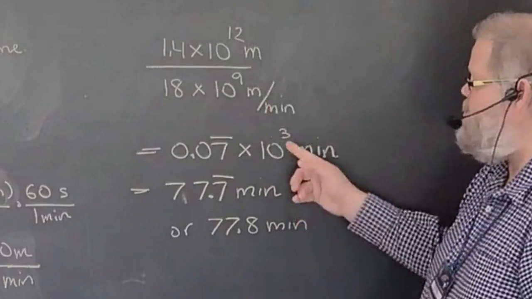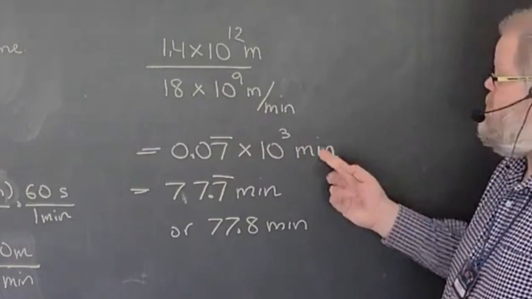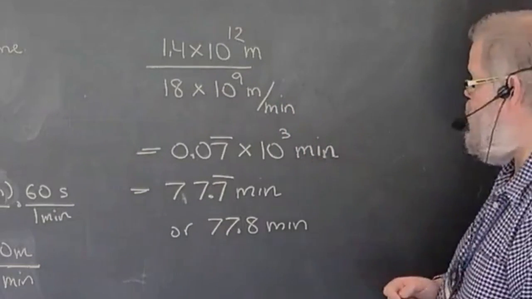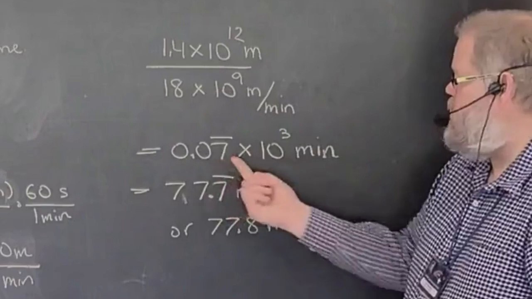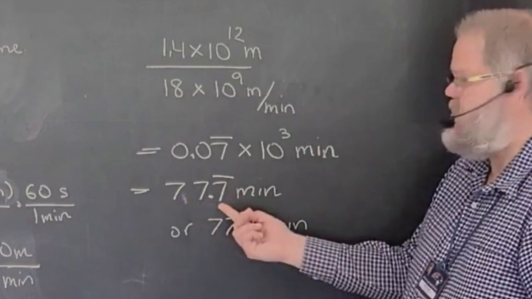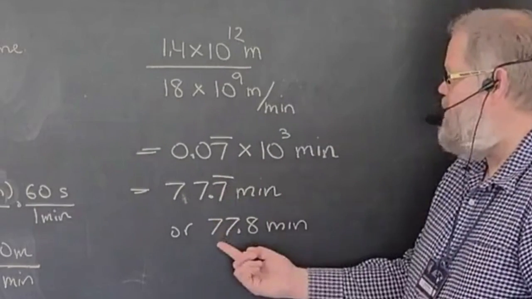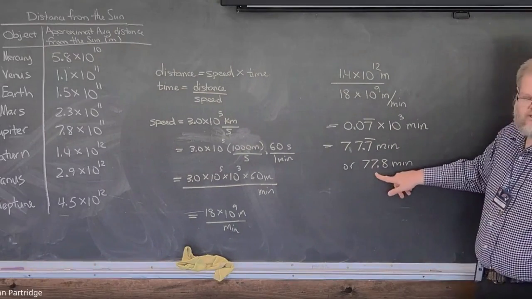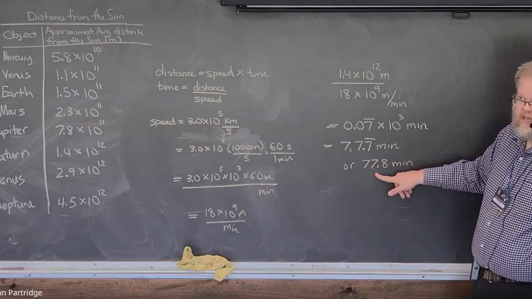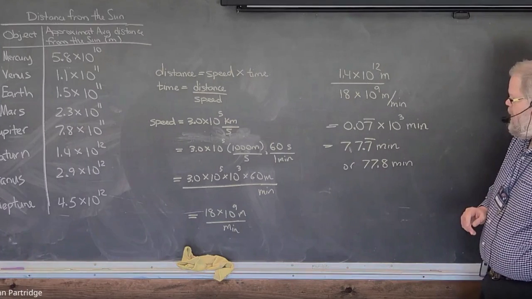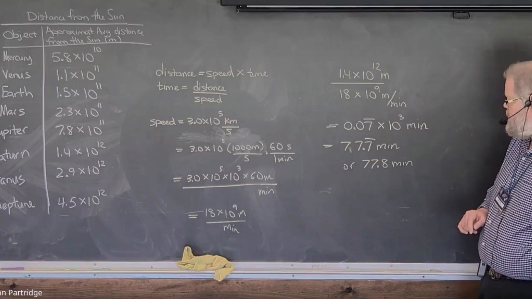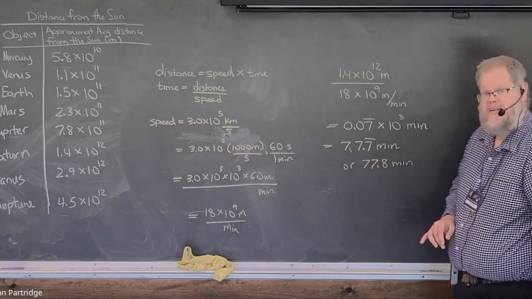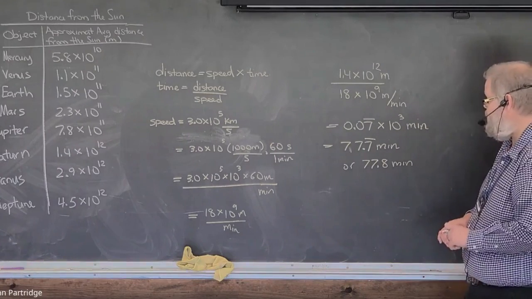12 minus 9 is the power 3. Minutes. The meters cancel out, the minutes reciprocate, so I have minutes now as my units. Move the decimal over 3 spaces. That gives me 77.7 repeating, or 77.8 minutes. So that's how long it takes light to reach from the sun to Saturn. Just over an hour, just about 77 minutes. So yeah, about an hour and 18 minutes is how long it takes light from the sun to reach Saturn. Think about that.